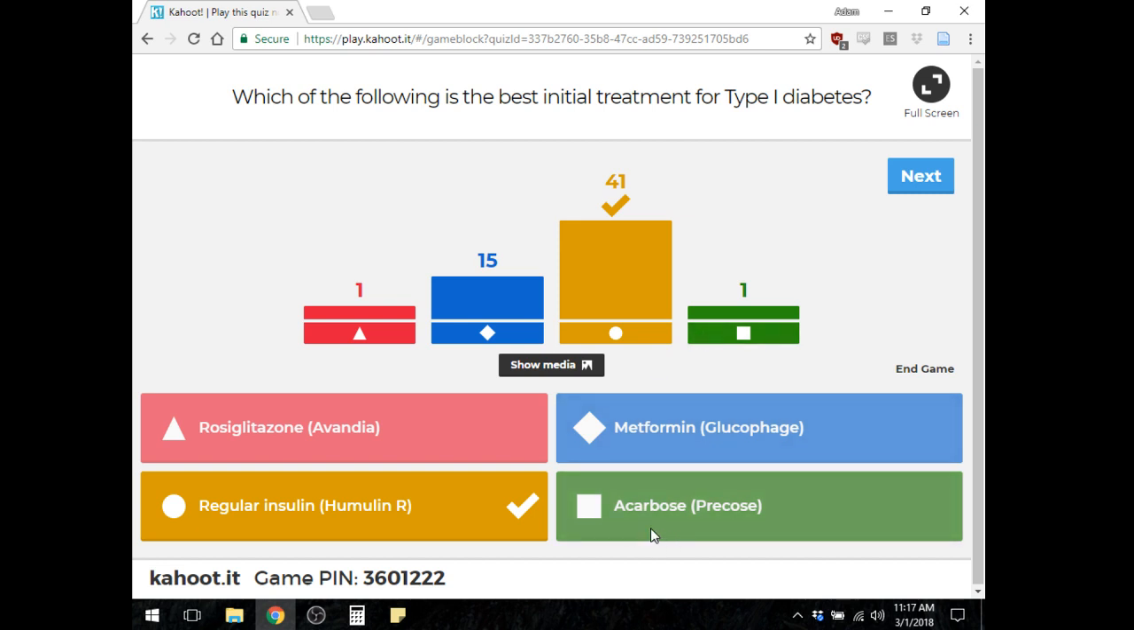Acarbose, who would that be good for? Potentially a pregnant patient, you can maybe think of that. That's the one that was an alpha-glucosidase inhibitor and didn't really get absorbed, so it could limit systemic effects of drugs on a pregnant patient. But what's the big side effect with that medication? A lot of gas associated with a lot of abdominal cramping, because all those extra carbohydrates are going to get broken down by the gut bacteria and produce a lot of gas.